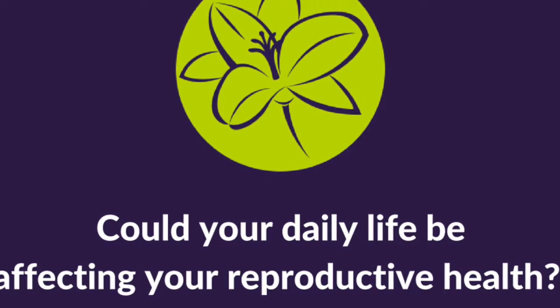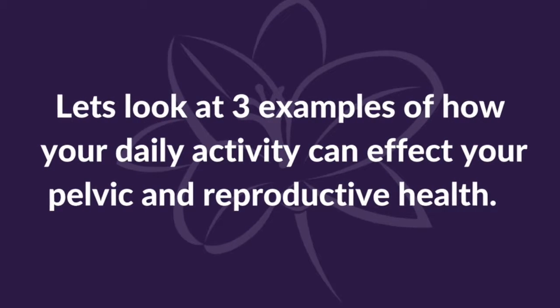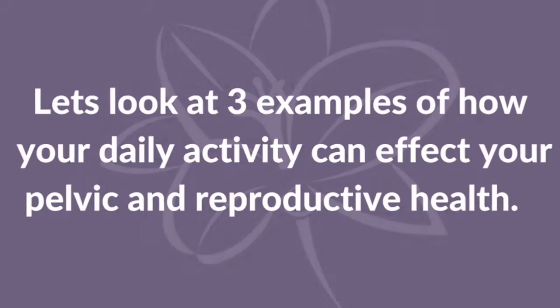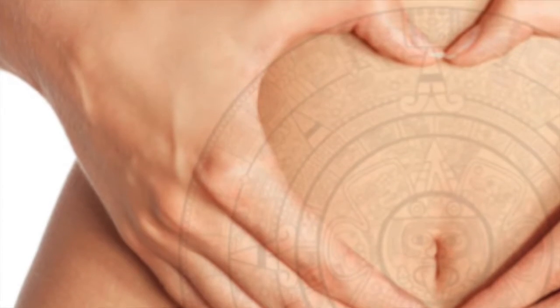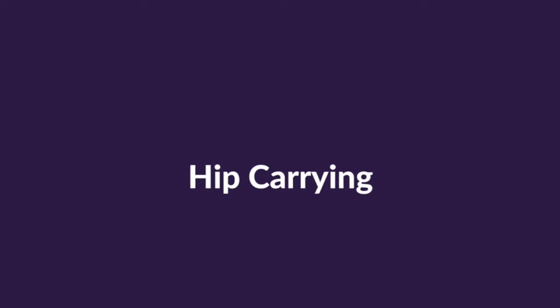And today we're going to take a look at 3 examples of how your daily activity can affect your pelvic and reproductive health. So for our first example, we're going to look at what happens when you tilt your hip.